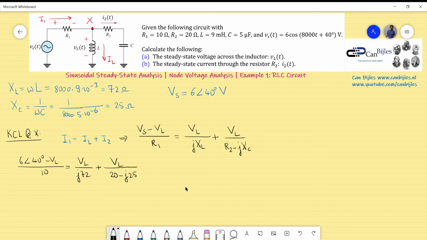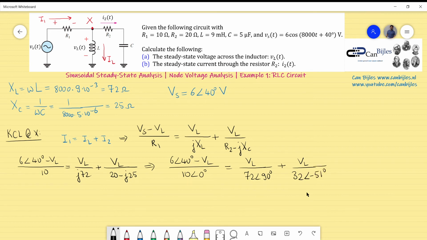So the next step will be 6 phase 40 degrees minus VL divided by 10 ohms, which in phasor notation is 10 ohms at 0 degrees. I have VL divided by 72 with 90 degrees because of the J, it is pure imaginary. And the third one will be VL divided by the vector length of this one, which is the square root of 20 squared plus 25 squared. That's actually a very familiar formula. So you will have 32, and the phase of that will be minus 51.